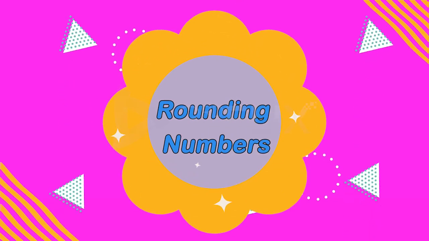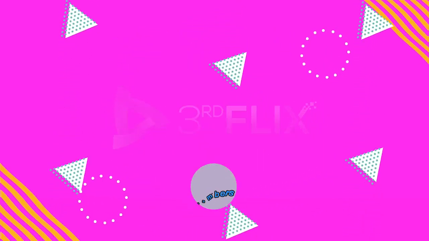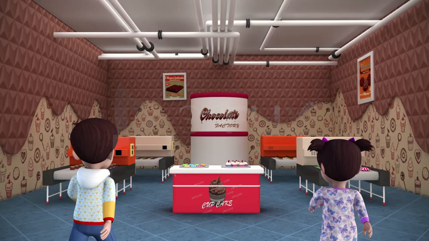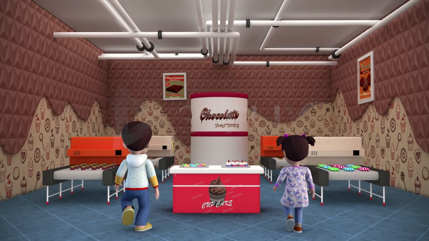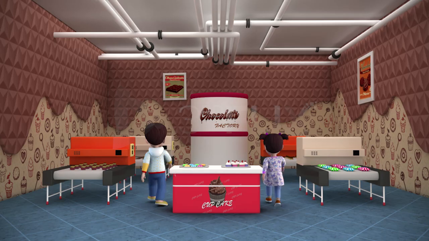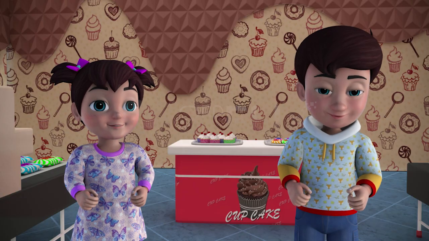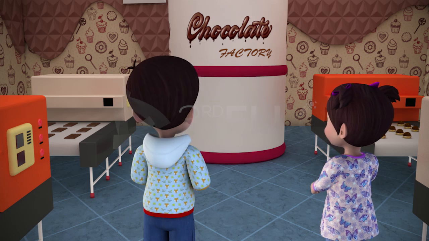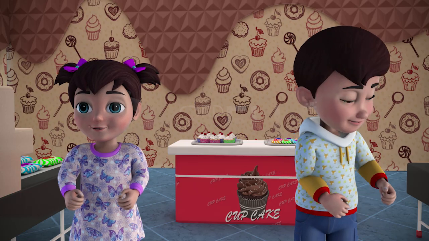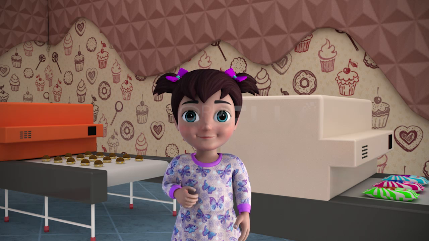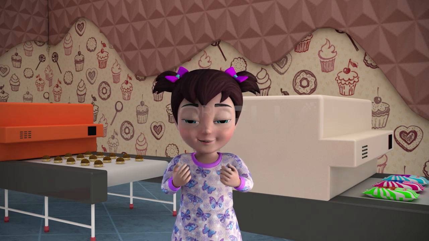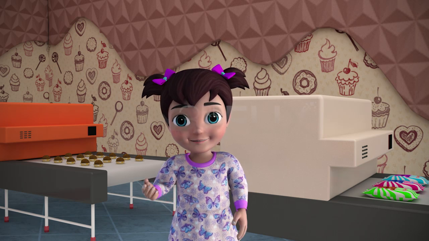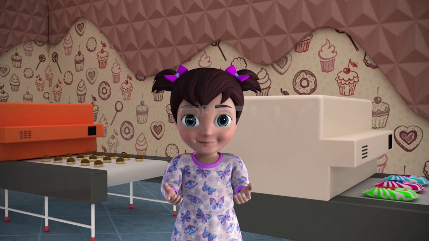Rounding numbers. Jen and Ken visited a chocolate factory. There they saw a lot of chocolates with different varieties being manufactured. Ken, can you guess the number of chocolates in the factory?